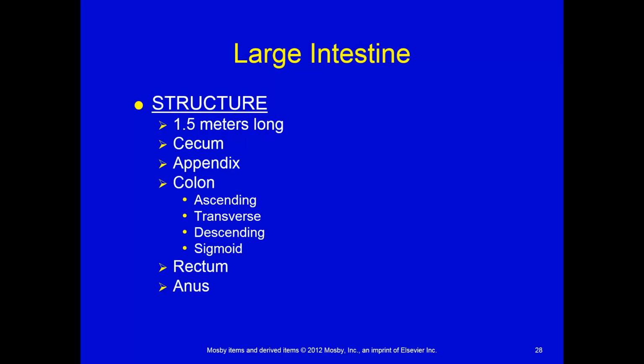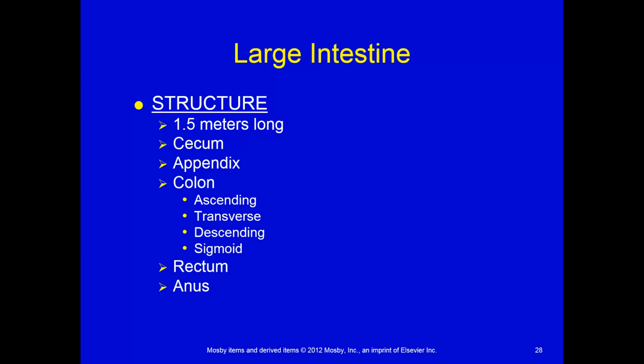And then with the colon, we've got 4 different sections, right? So if you're looking at this, you're looking at the colon. Here's our small intestine, which empties through the ileocecal valve here into the cecum. The colon has an ascending, transverse, descending part, and then the sigmoid colon is right before you empty into the rectum. So ascending, transverse, descending, and sigmoid.